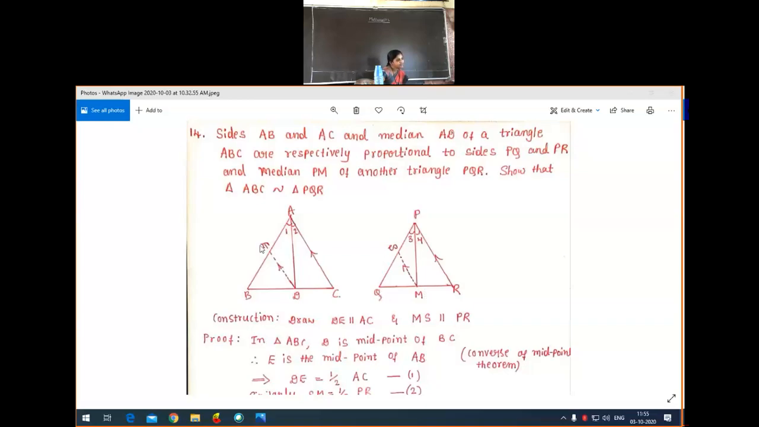Now recall: D is the midpoint and this line is parallel to this side. Then, according to the converse of the midpoint theorem, can we say that E is also the midpoint of AB? A line starting from a midpoint and parallel to the second side of the triangle bisects the third side. I need the definition of the midpoint theorem. Who is ready to give it?